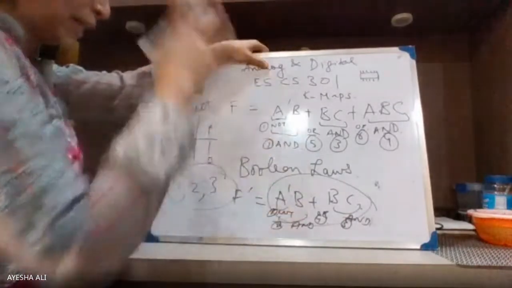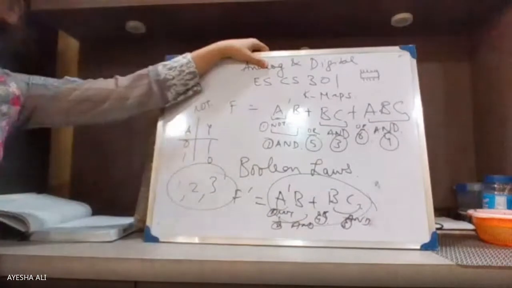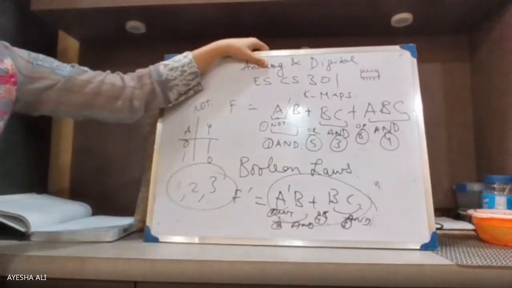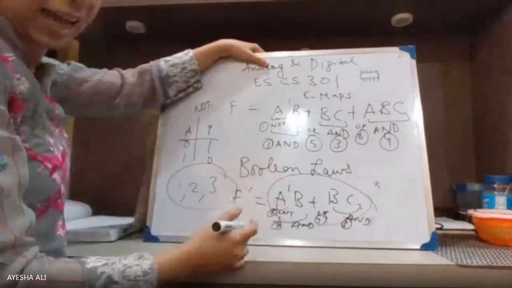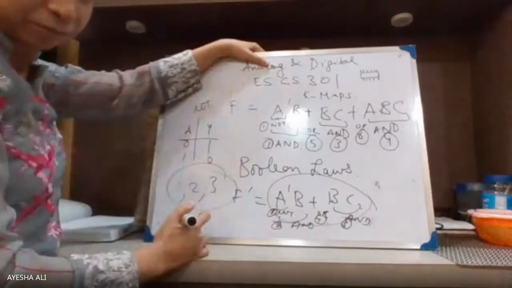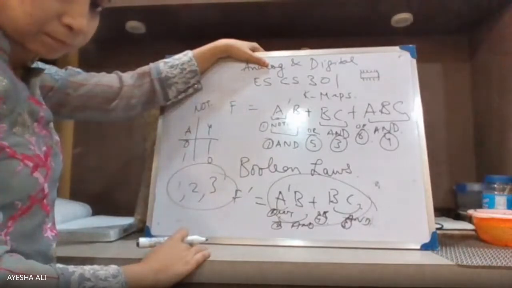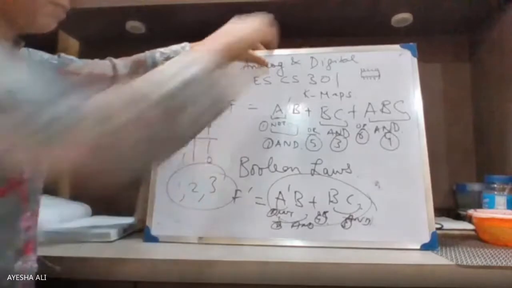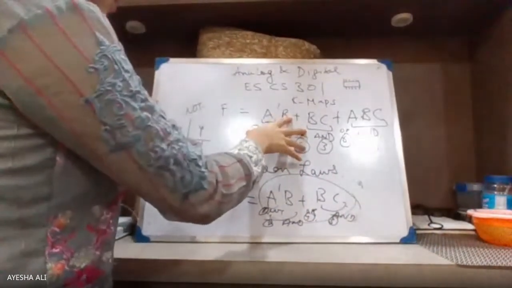So when the number of variables exceeds, just hold on. When the number of variables is more than 3, then in that scenario we will use K-maps. This much is clear to everyone. Yes, ma'am. Okay, now my board is spoken. Just let me adjust this a little bit.